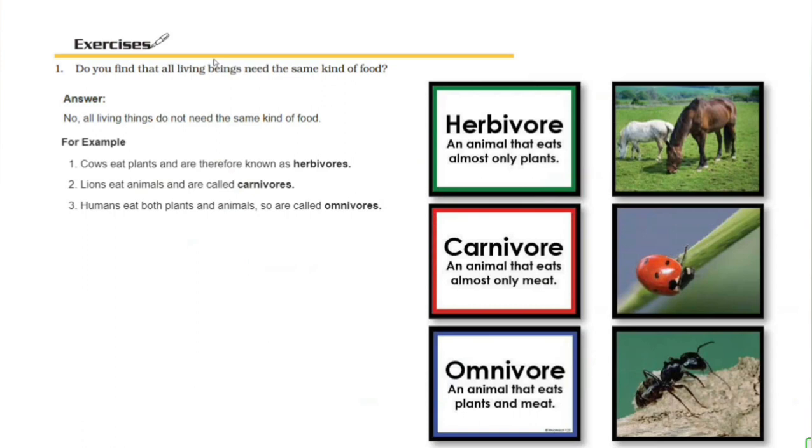Now let's come to one exercise. What do you find all around you? There are different living beings, right? So do they eat the same kind of food? No. All living things do not require the same kind of food. As we have seen, we have categorized the animals into three different categories: herbivore, carnivore, omnivore. Herbivore is the animal that eats only plants, like cows. Carnivores are the animals that eat only meat, like lions, and omnivores are the animals that eat both plants and animals, for example human beings.